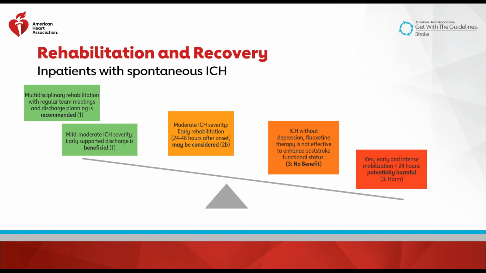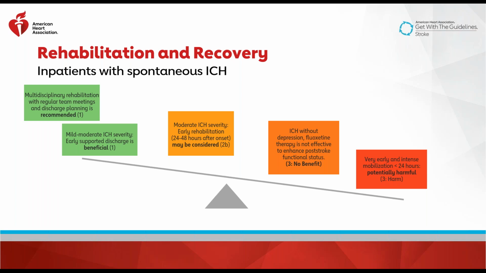Rehabilitation and recovery, which is something I think we oftentimes leave out, and we sometimes stop thinking about where they're going from the acute phase. But rehabilitation and recovery are important determinants of ICH outcome and quality of life. The guideline recommends use of coordinated multidisciplinary inpatient team care with early assessment of discharge planning and a goal of early supported discharge for mild to moderate intracranial hemorrhage.